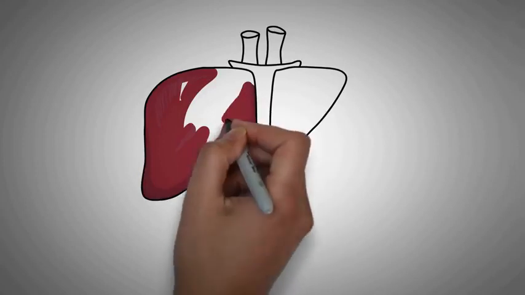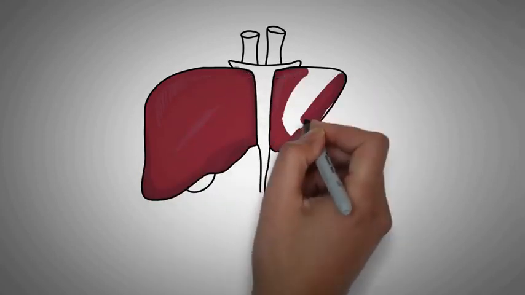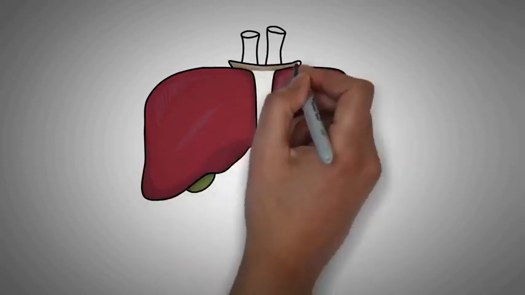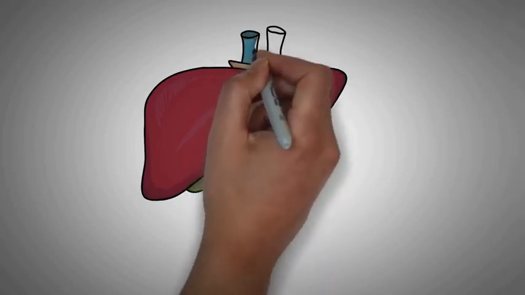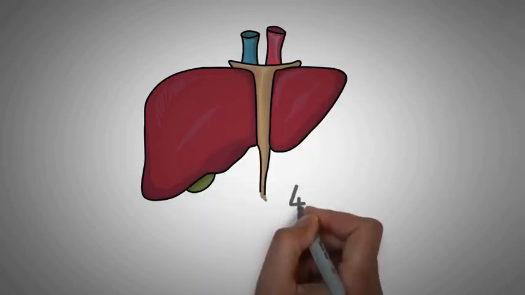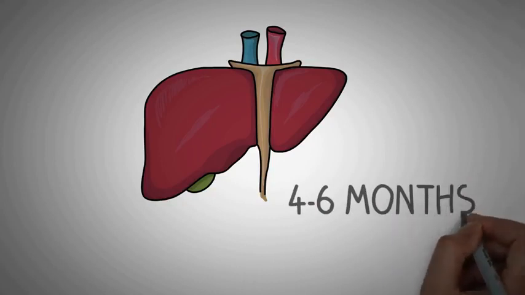Now coming back to the question we asked in the beginning, that was, if you remove more than half of your liver, how much time will it take to regenerate it completely? And the answer to this question is 4 to 6 months. Yes, in about 6 months you will have a brand new liver.